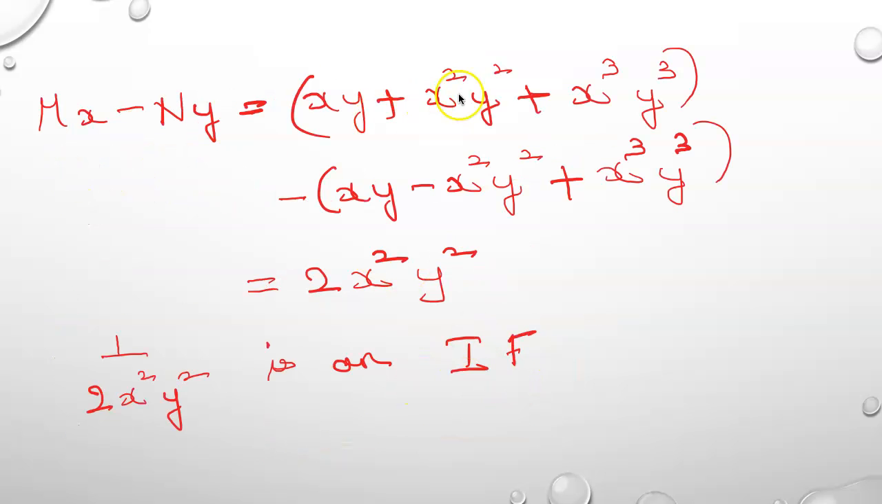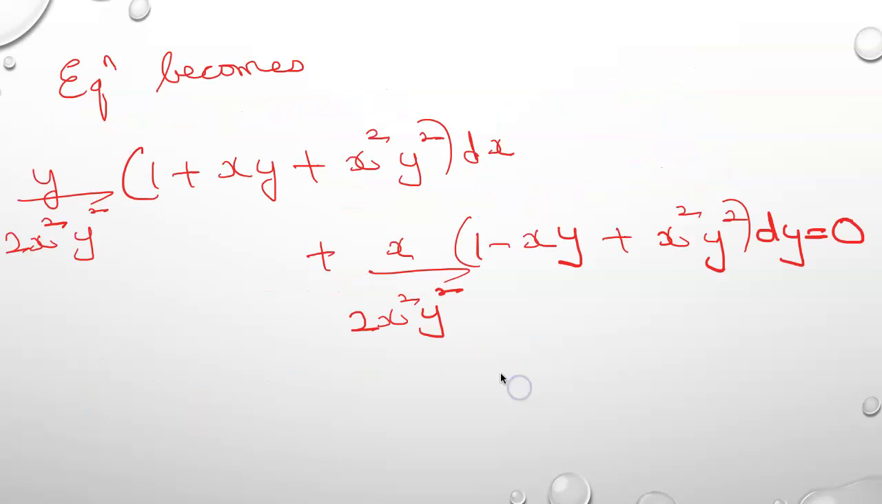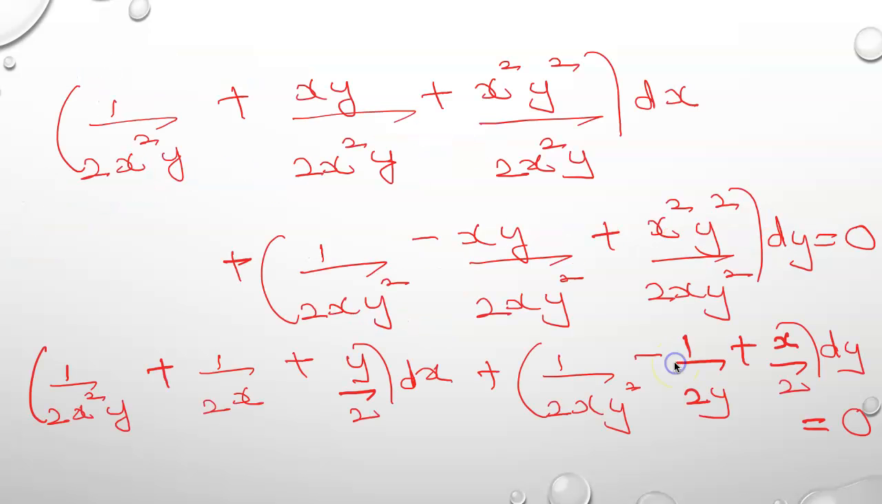So Mx minus Ny will be xy plus x squared y squared plus x cubed y cubed minus xy plus x squared y squared minus x cubed y cubed, which is 2x squared y squared. And so we take 1 by 2x squared y squared as an integrating factor. So your equation becomes y by 2x squared y squared into (1 plus xy plus x squared y squared) dx plus x by 2x squared y squared into (1 minus xy plus x squared y squared) dy equal to 0. So what do we get when we simplify and open the bracket?